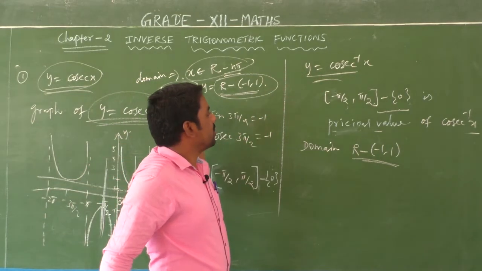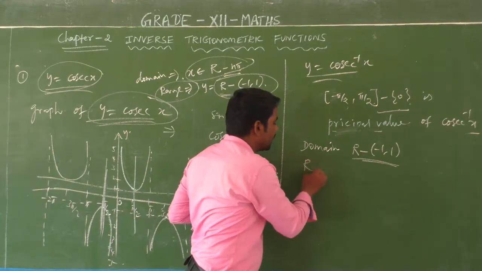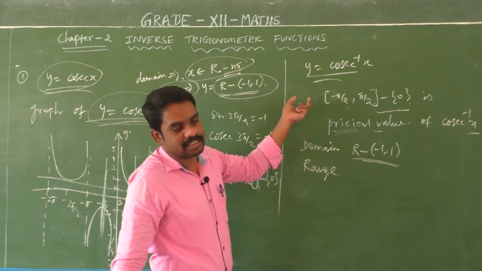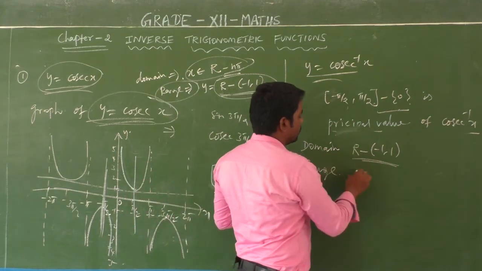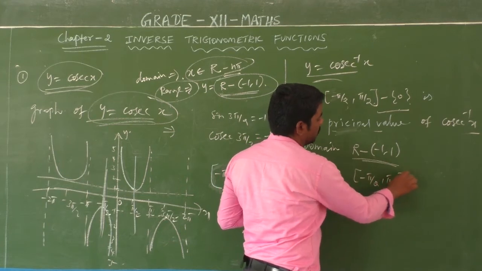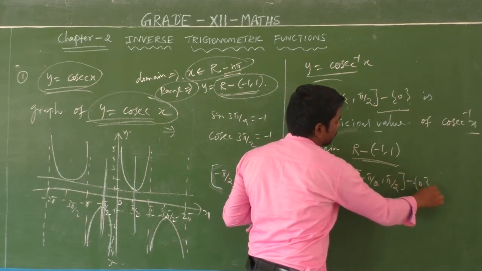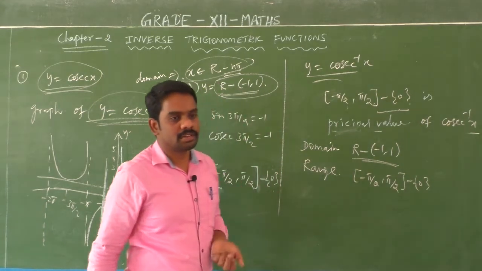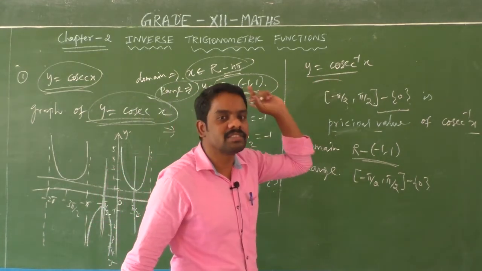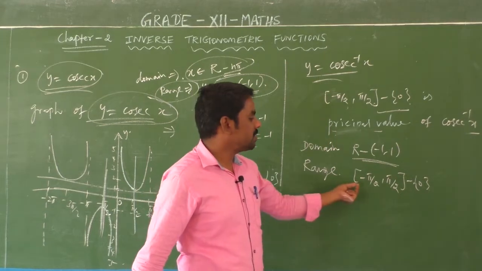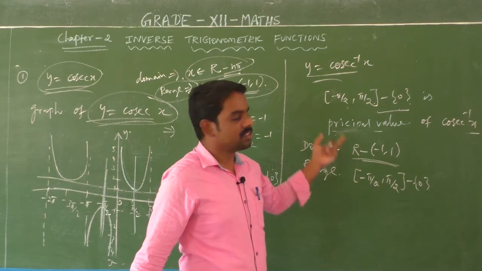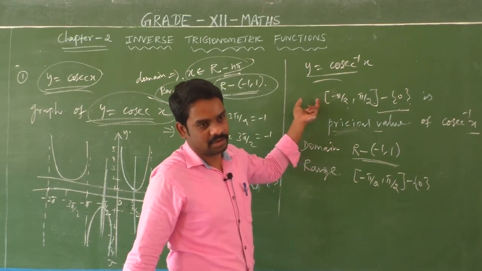And the range of this function y equal to cosecant inverse x is the closed interval minus pi by 2 comma plus pi by 2 except 0. At x equal to 0 this function y equal to cosecant inverse x also does not exist. So minus pi by 2 comma plus pi by 2 except 0 is the range of the function cosecant inverse x.